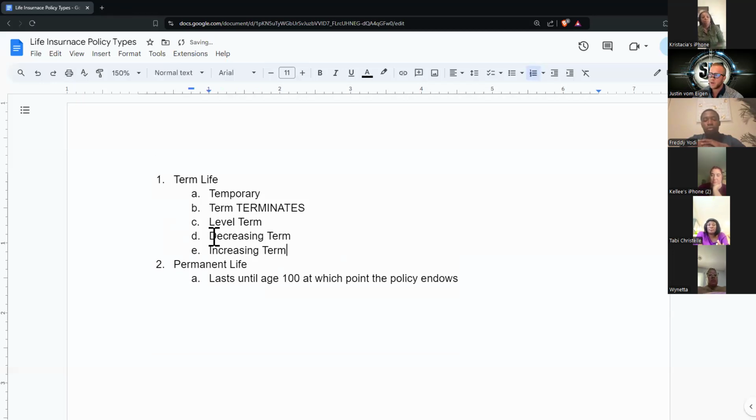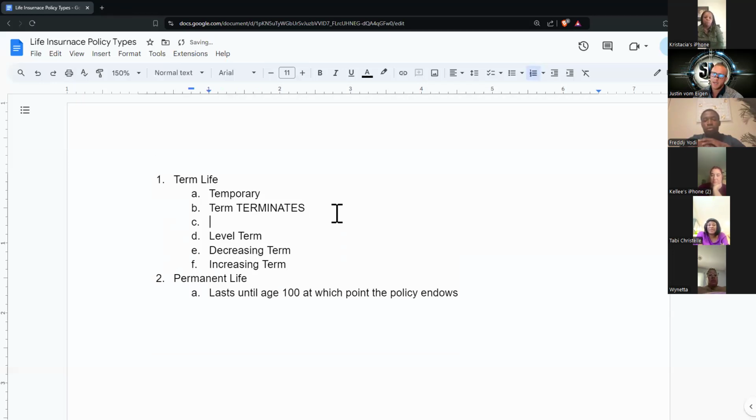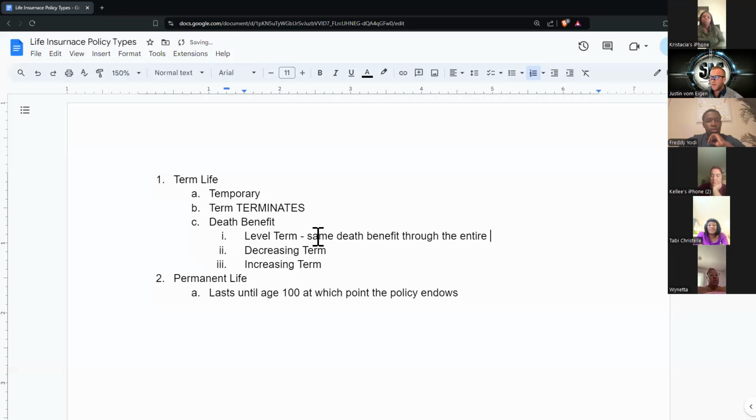Okay, so term can be based on the death benefit: level term, increasing term, and decreasing term. Level term is the same death benefit through the entire policy duration. Decreasing term is a decreasing death benefit. Increasing term is an increasing death benefit.